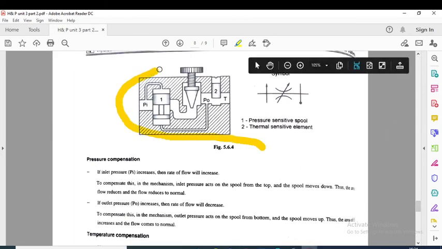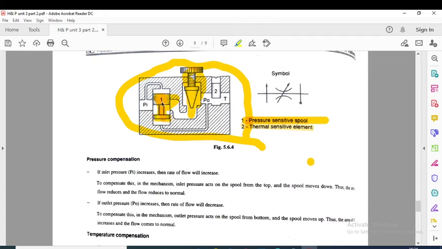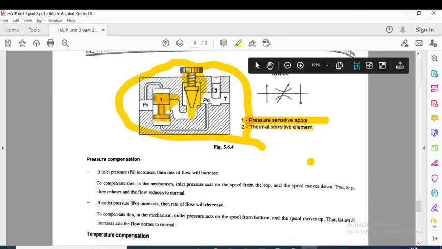So this is the diagram for the flow control valve along with the pressure and temperature compensation. You can see this is the element for the flow restriction. This is another element, which we name the pressure sensitive spool. This spool is pressure sensitive. So for pressure compensation this spool comes to help, and this other one is the temperature sensitive element. Using these two we can compensate pressure as well as temperature. So how we achieve the pressure compensation is explained here.